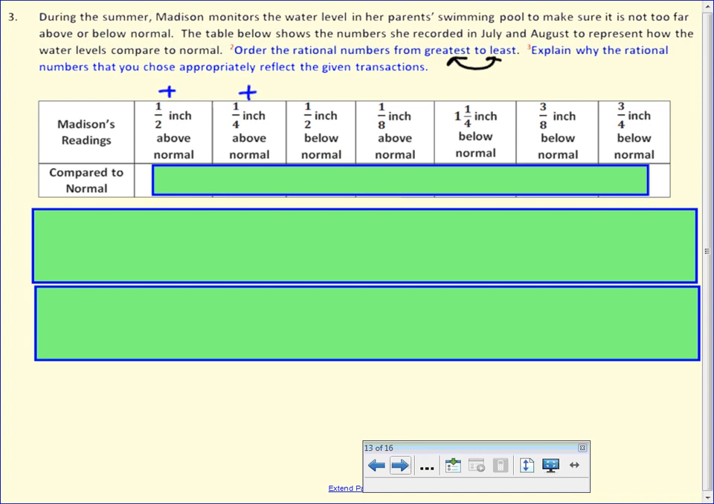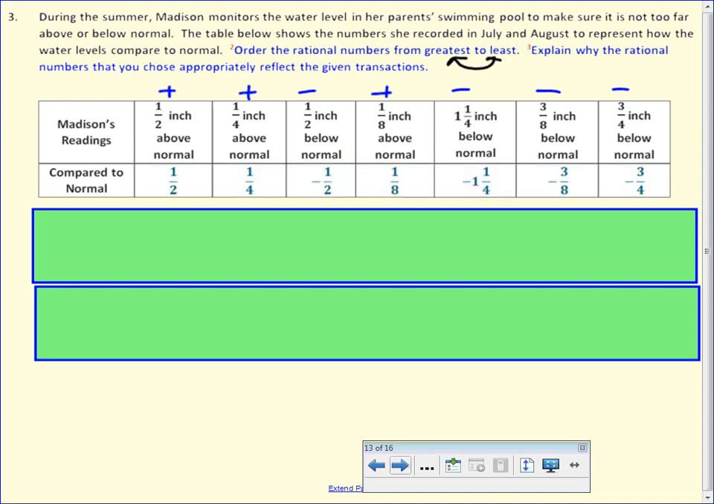Above normal, we said was positive. What about below normal? That means there's less water. Negative. So that would help us write our integers to represent each situation. Now that we have our integers, order them.